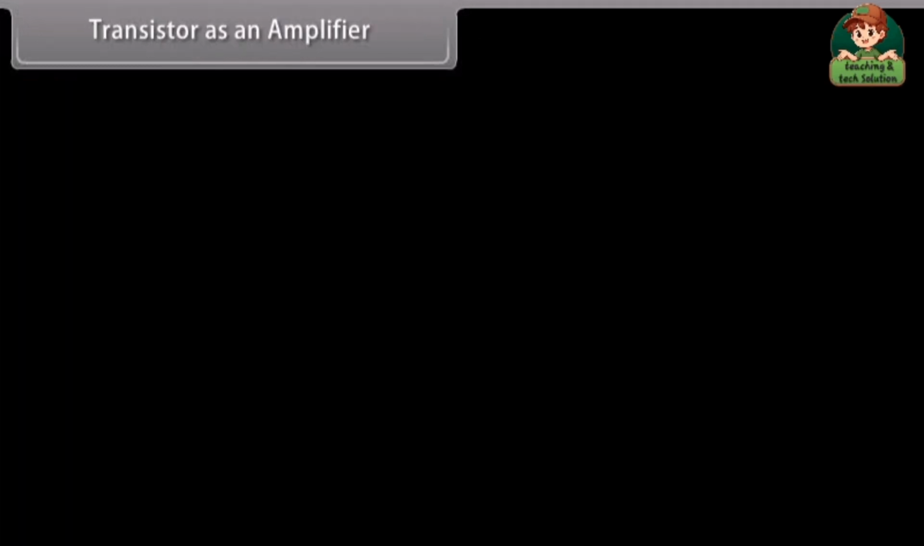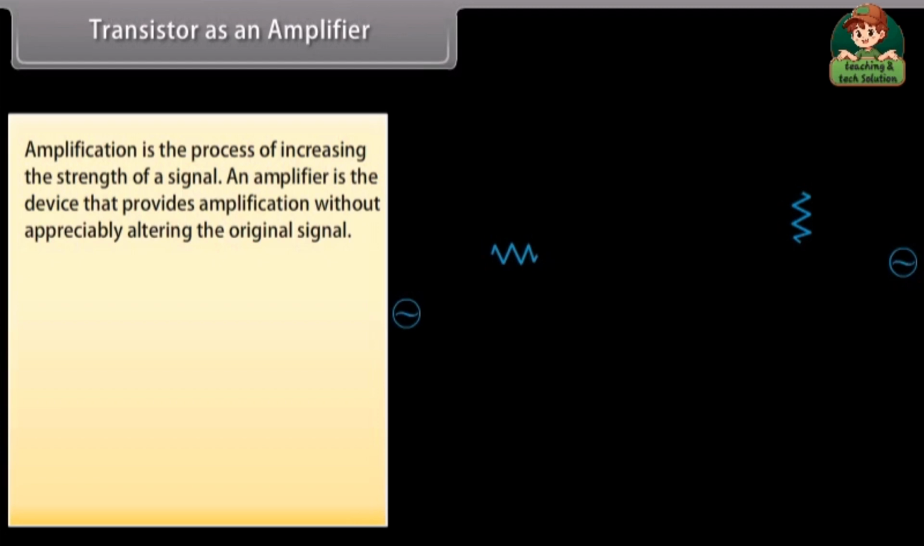Transistor as an amplifier. Amplification is the process of increasing the strength of a signal. An amplifier is a device that provides amplification without appreciably altering the original signal. We consider the operating point of the transistor somewhere in the middle of this active region. The DC voltage VCE is equal to VCC minus IC RC, which would also remain constant. The operating values of VCE and IB determine the operating point of the amplifier.